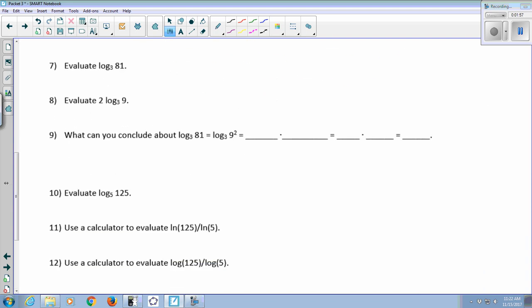Log base 3 of 81. 3 to what power gives you 81? So 3 times 3 is 9, times 3 is 27, times 3 is 81. So it's 4 threes, so 3 to the 4th gives you 81.